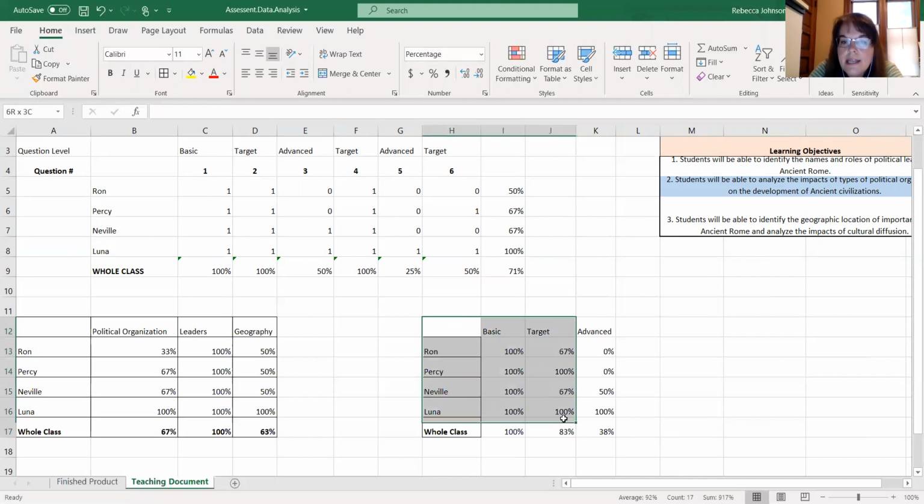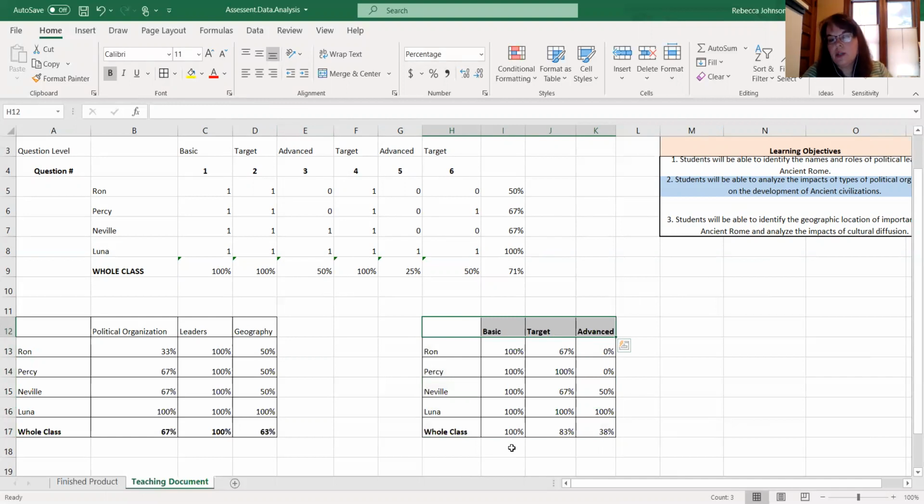When I then get to these basic, target, and advanced, then I know a little bit more about how students did overall when it came to complexity of question, right? So I have an 83% average on target questions and 100% average on the basic questions, right? So I'm looking at kind of a high B on my basic and target, which is where I want to be. Those are my goals. What's difficult here is the advanced questions are 38%.